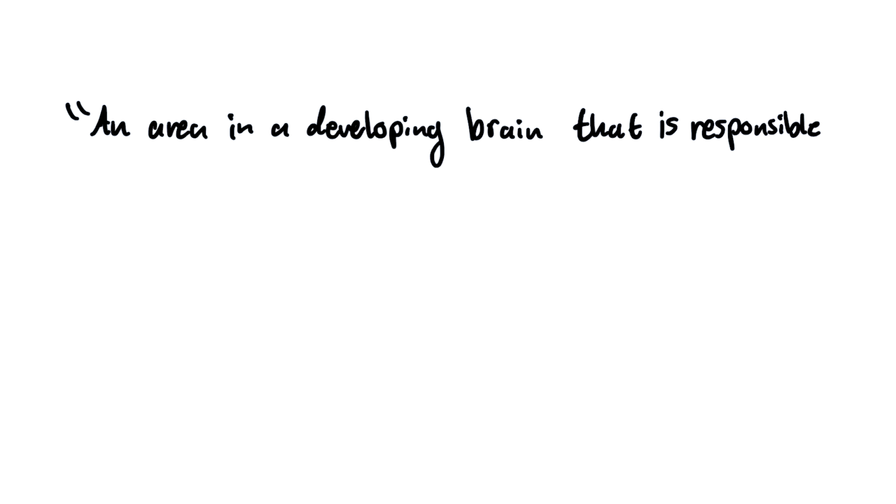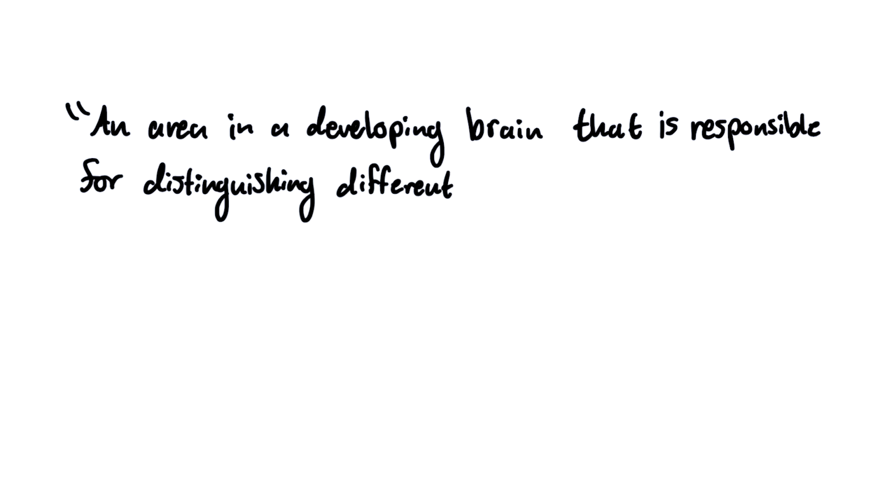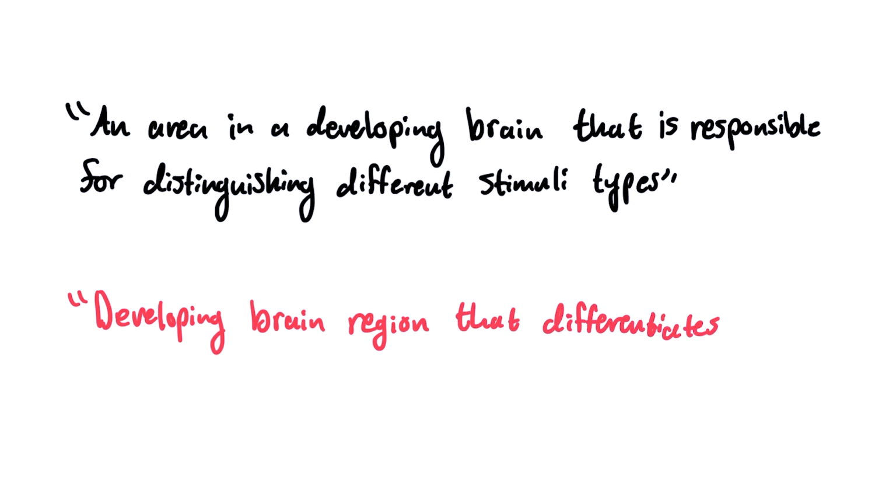Whenever you make flashcards or even take notes in school, write them in the simplest way possible. For example, if I were to write an area in a developing brain that is responsible for distinguishing different types of stimuli, I would probably want to write this instead as developing brain region that differentiates stimuli types. See how this is much simpler and easier to understand?